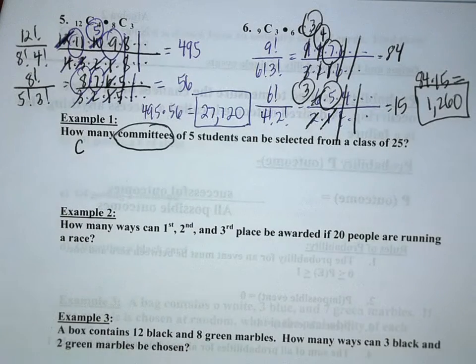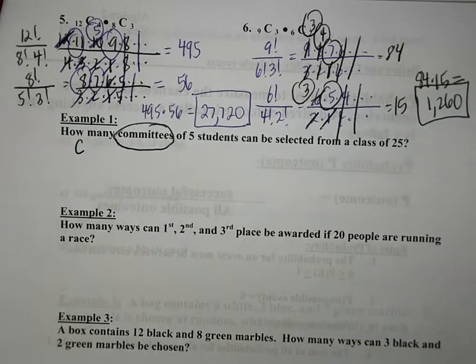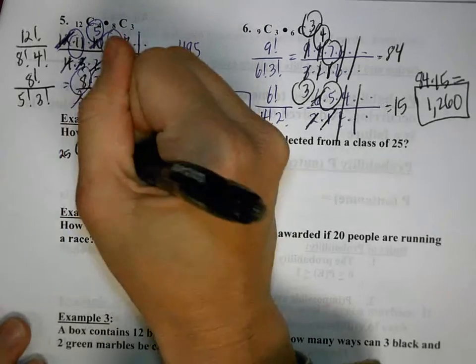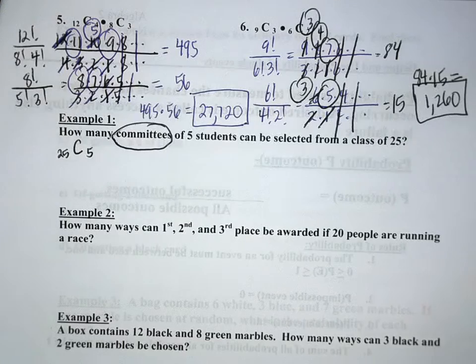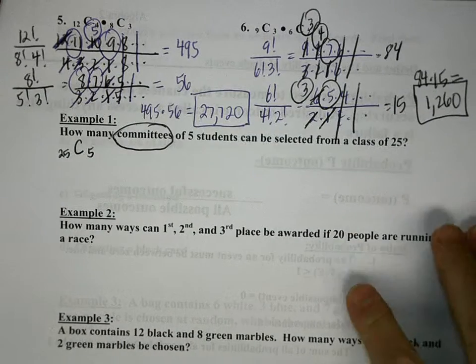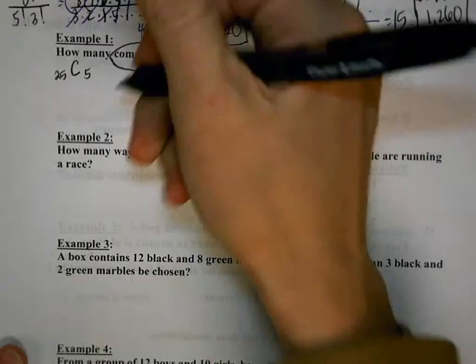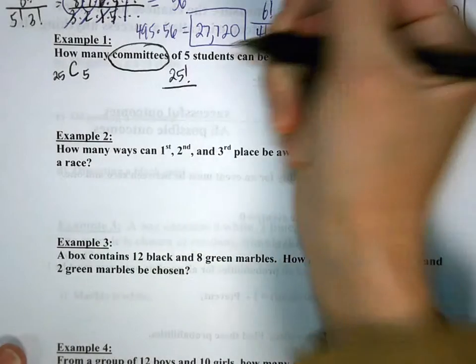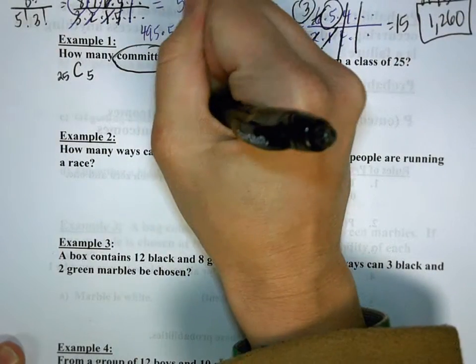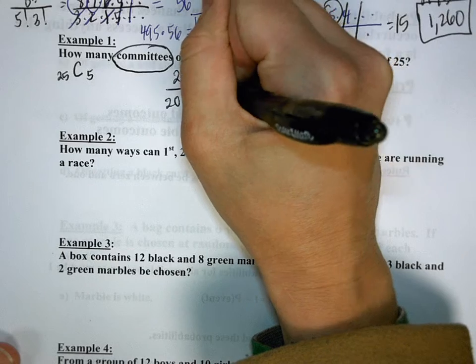How many committees of 5 students can be selected from a class of 25? What number do you think is going to go first? 25. Good. So it's going to be 25C5. And then we're going to find that answer. So what goes on the top? 25 factorial divided by 20 factorial, and then 5 factorial.